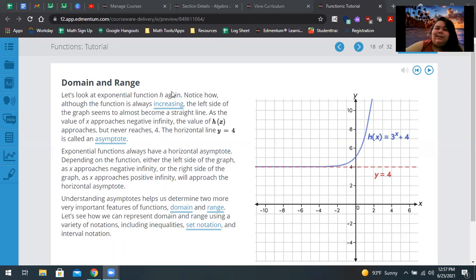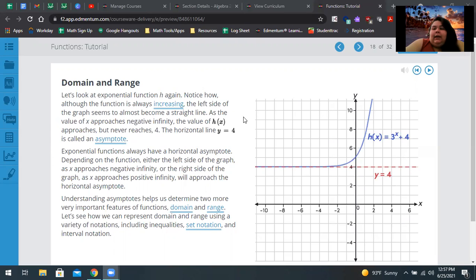So we're going to go ahead and discuss the domain and range. Think of the domain and range as a sense of where our function spreads out to. When we're talking about the domain, we're talking about where it spreads out horizontally, and when we're talking about the range, it's where it spreads out vertically. So let's take a look at this example here.